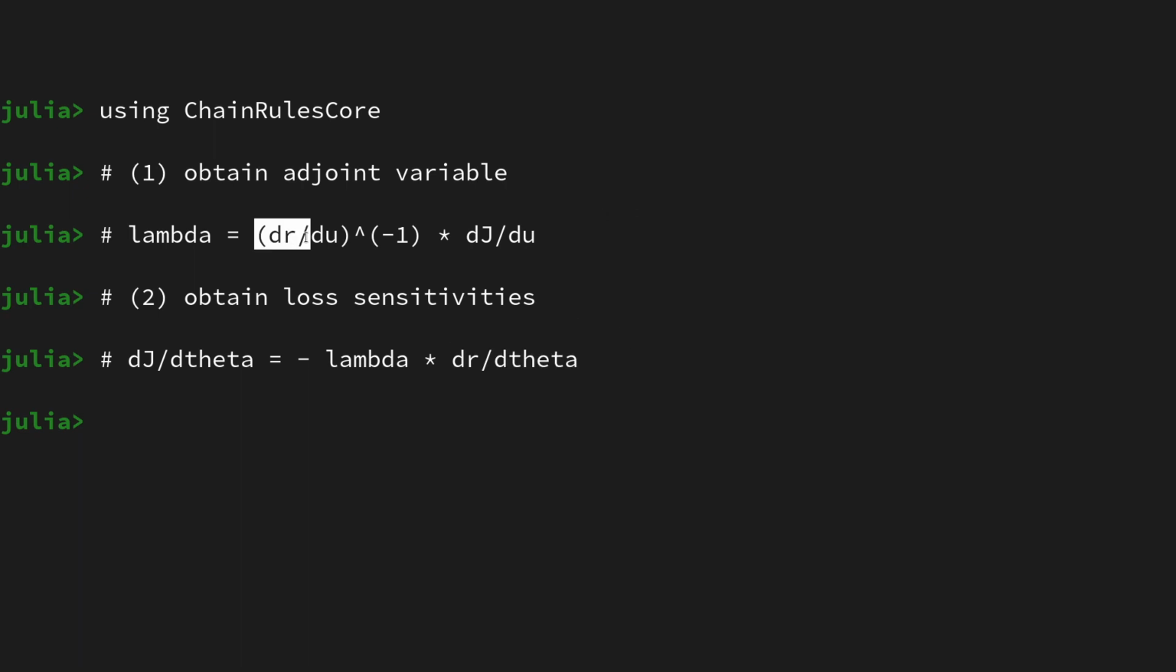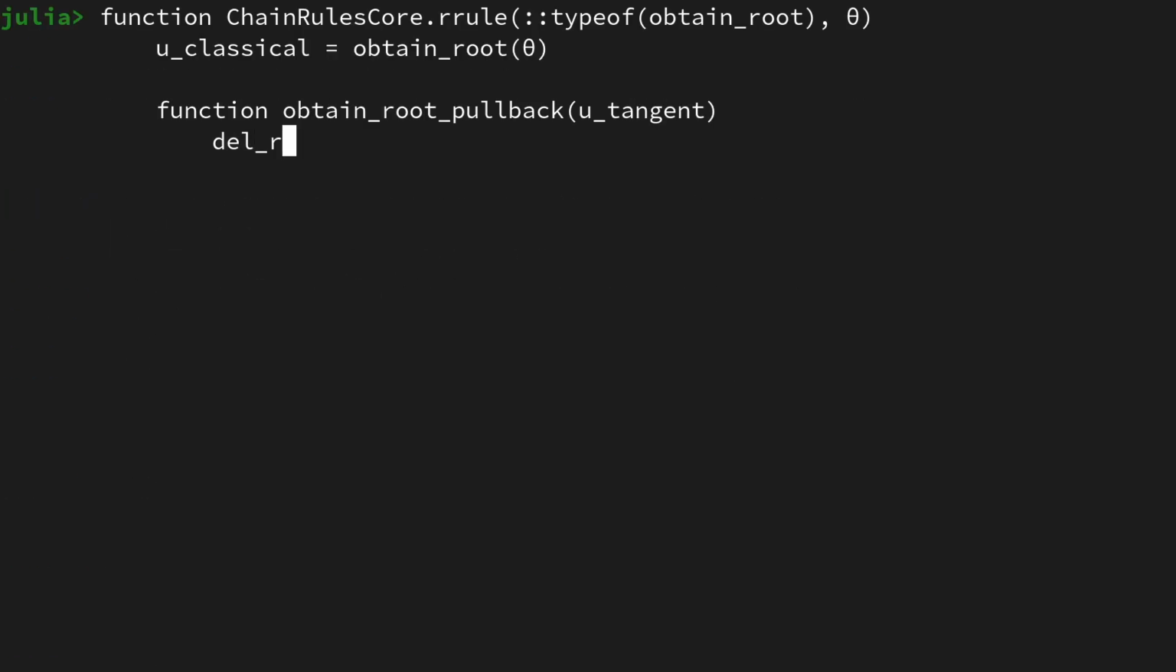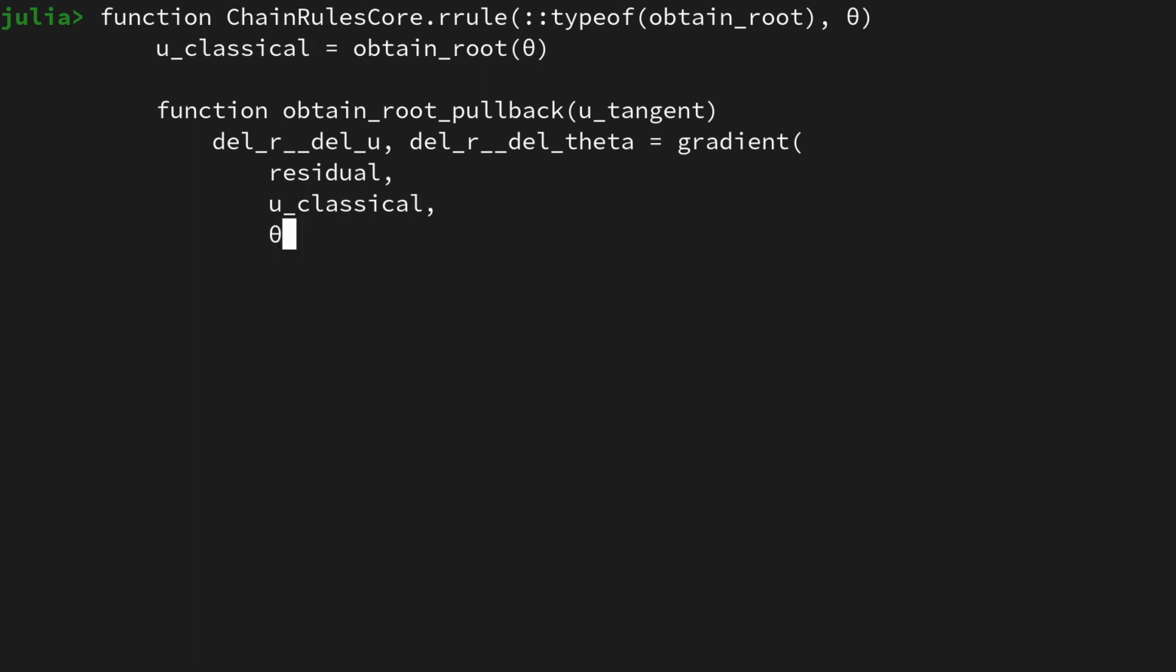But now let's use Zygote in order to obtain this derivative information. So we're going to get the del r del u for the residual with respect to u, as well as the del r del theta, by calling the gradient function from the Zygote package on the residual function, and maybe let's go to the next line, on the residual function, and this shall be evaluated at u classical as well as the theta value that we want to have the derivative at. And here you see again that in order to have a correct pullback, we again need a classical solution from this forward pass.